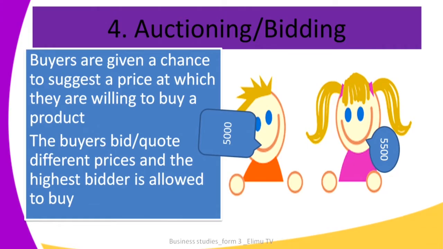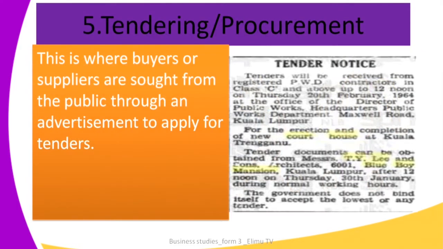And the other method is tendering or procurement. This is where buyers or suppliers are sought from the public through an advertisement to apply for tenders. Mostly, maybe you've seen it in newspapers. This is usually what happens for public companies, for example. So they advertise a tender, so the buyers or the suppliers are sought from the public through an advertisement, and then people apply for it.